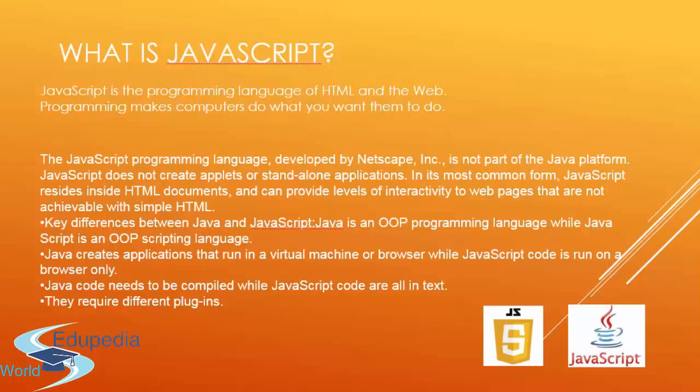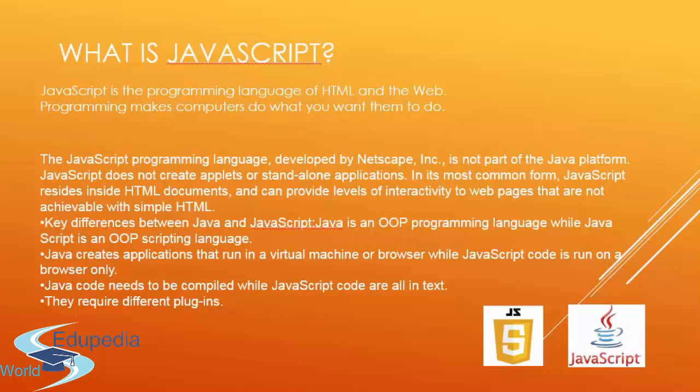Again, CSS was all about the appearance of the HTML page. JavaScript is all about interaction, the level of interaction available on your HTML page. Key differences between Java and JavaScript: Java is an object-oriented programming language, while JavaScript is an object-oriented scripting language. Okay, which means that it is written using HTML format, and it is actually a similar point. Both use an object-oriented programming framework.